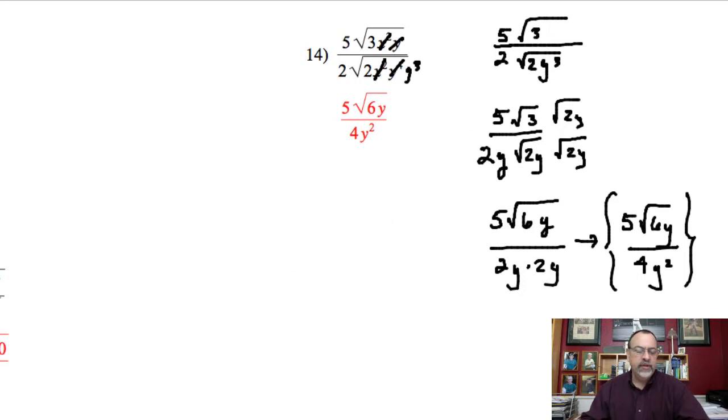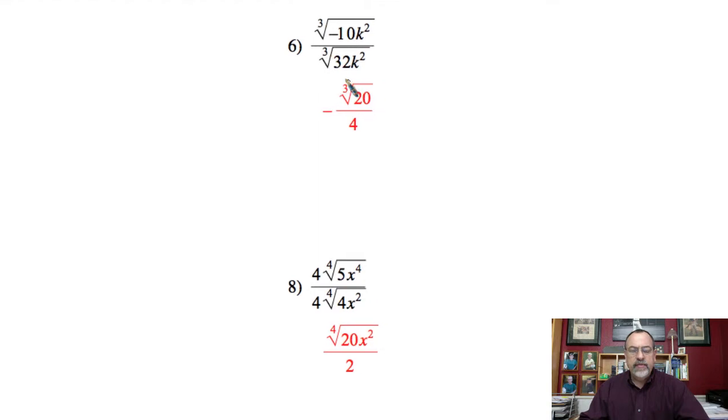All right, let me look at another one. Now, remember, we want to simplify first, and remember what we said before. When we have an odd power root and we have a negative sign, the negative sign always comes outside. So that simplifies. The 10 and the 32 are both divisible by 2, so I can reduce those. That divided by 2 is going to be a 5, and that divided by 2 is going to be a 16. Okay, and then I have a k squared and a k squared that reduce, so this is what I end up with.